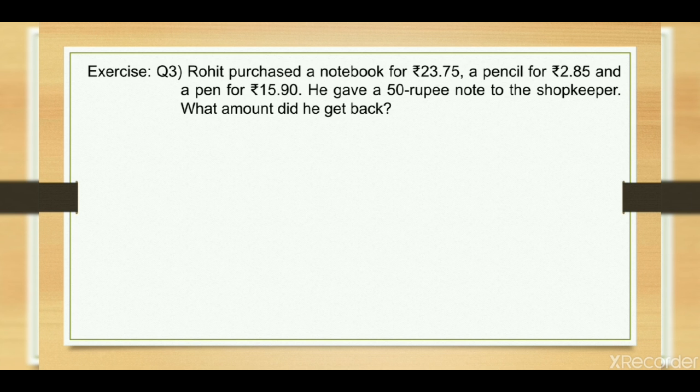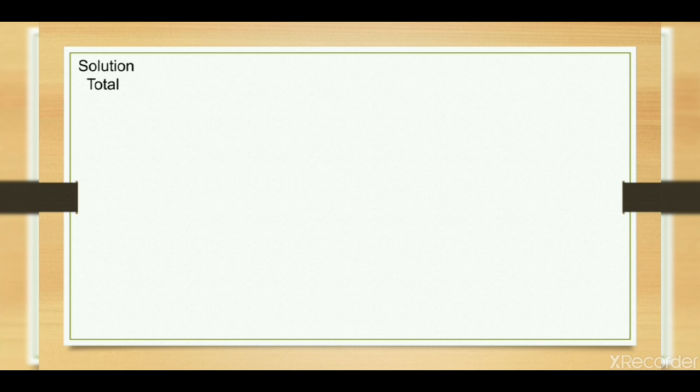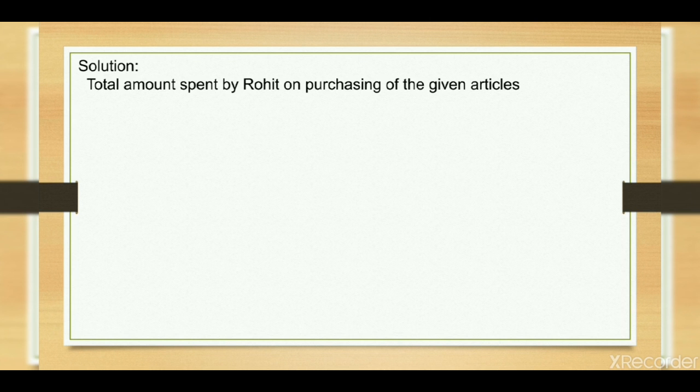Let's count that. That is, he will be adding the sum of the money for the notebook, pencil and pen. So total money spent by Rohit on purchasing the given articles of notebook, pen and pencil. Notebook का कॉस्ट था 23.75, पेंसिल की कॉस्ट थी 2.85 and the cost of pen was 15.90. As you have added all these three amounts of the articles, the sum is 42.50.